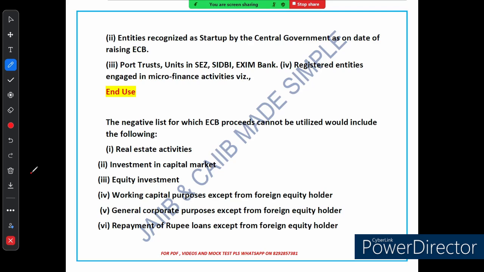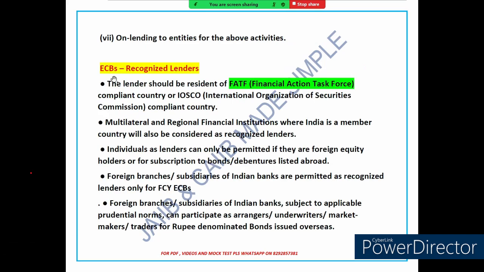So if you are borrowing through ECB, you need to be very careful about how you use the money. These restrictions are in place to ensure that borrowed funds are used for productive activities and not for things like speculation or real estate. Right. So this is what we have seen in this particular slide. And last but not the least is on lending to entities for the above activities.